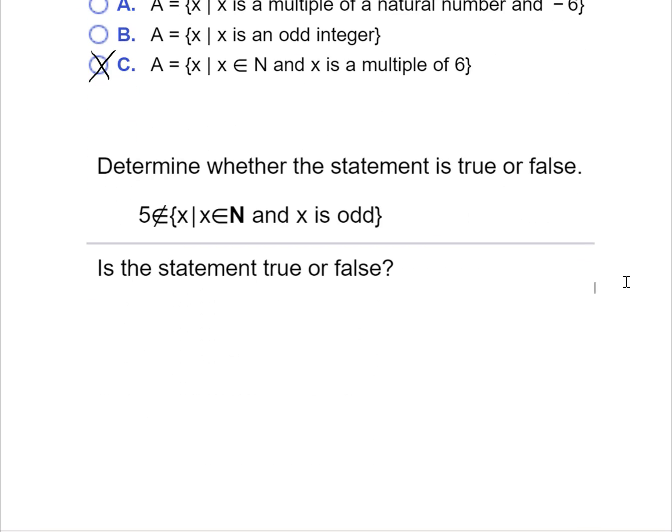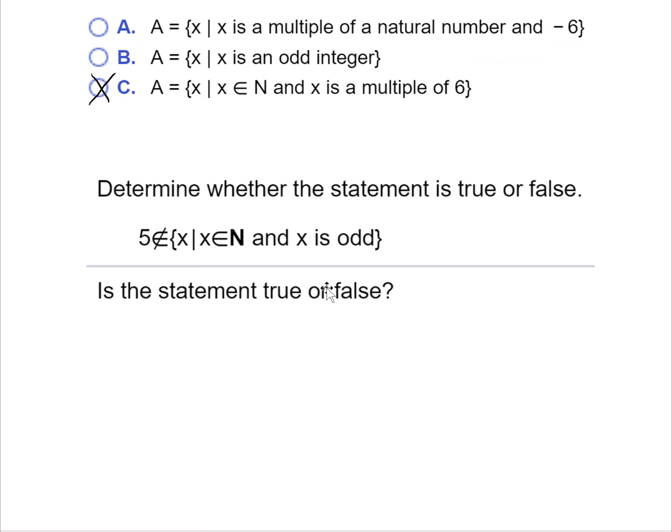And then determine whether the following statement is true or false. So it says 5 is not an element of the set, and it's given in set builder notation, x such that x is a natural number and it's odd. So let's first of all write that set.